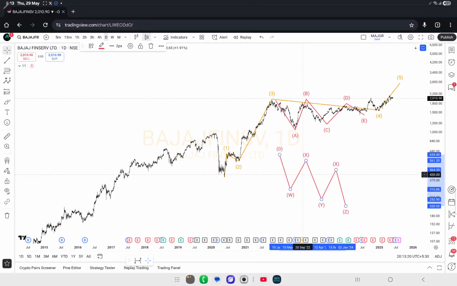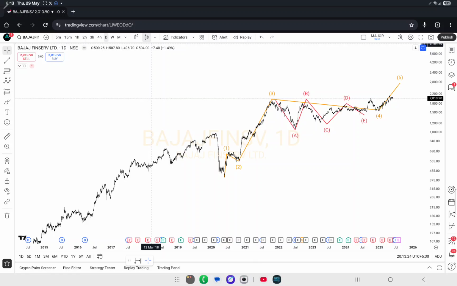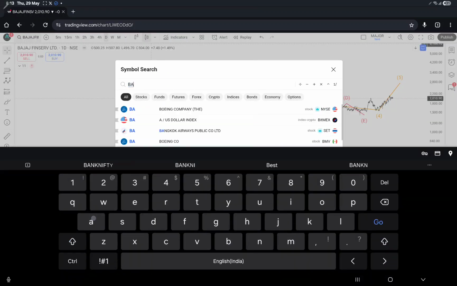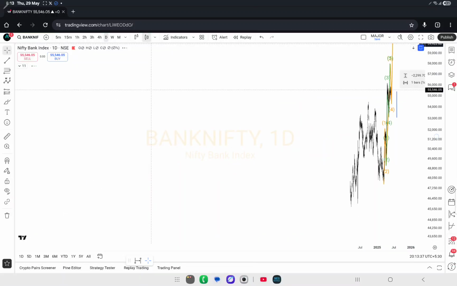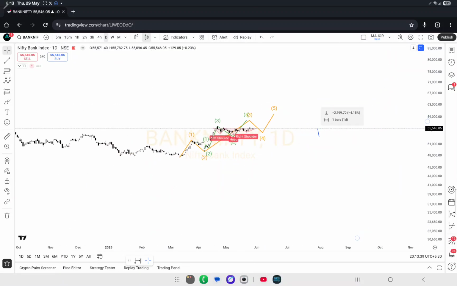Okay, a correction which happened in Nifty. So these are complex corrections, but just for the purpose of telling you how the corrections shape up, this is what I am teaching you. We can go to Bank Nifty similarly. It happens in all the stocks. Okay, it is up to the individual to spot.